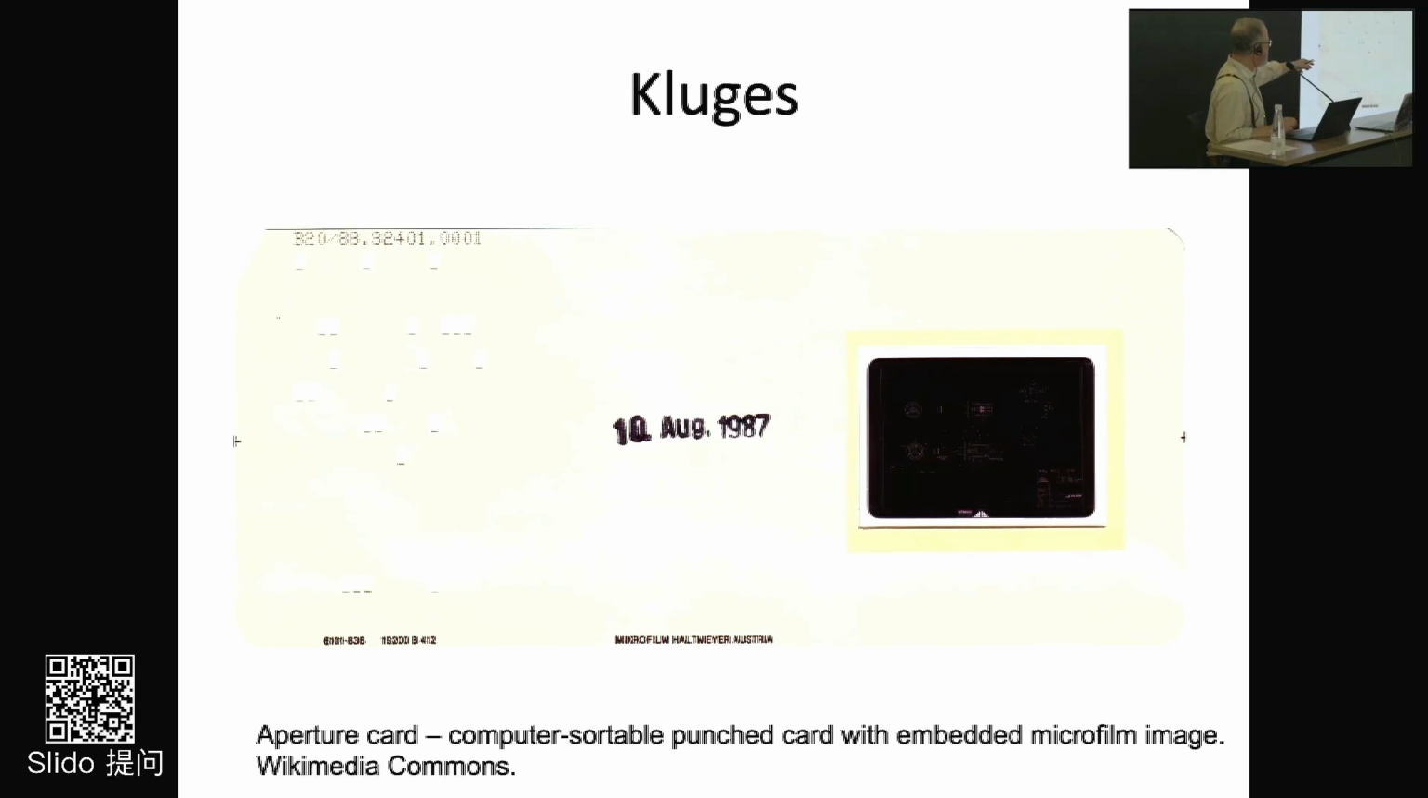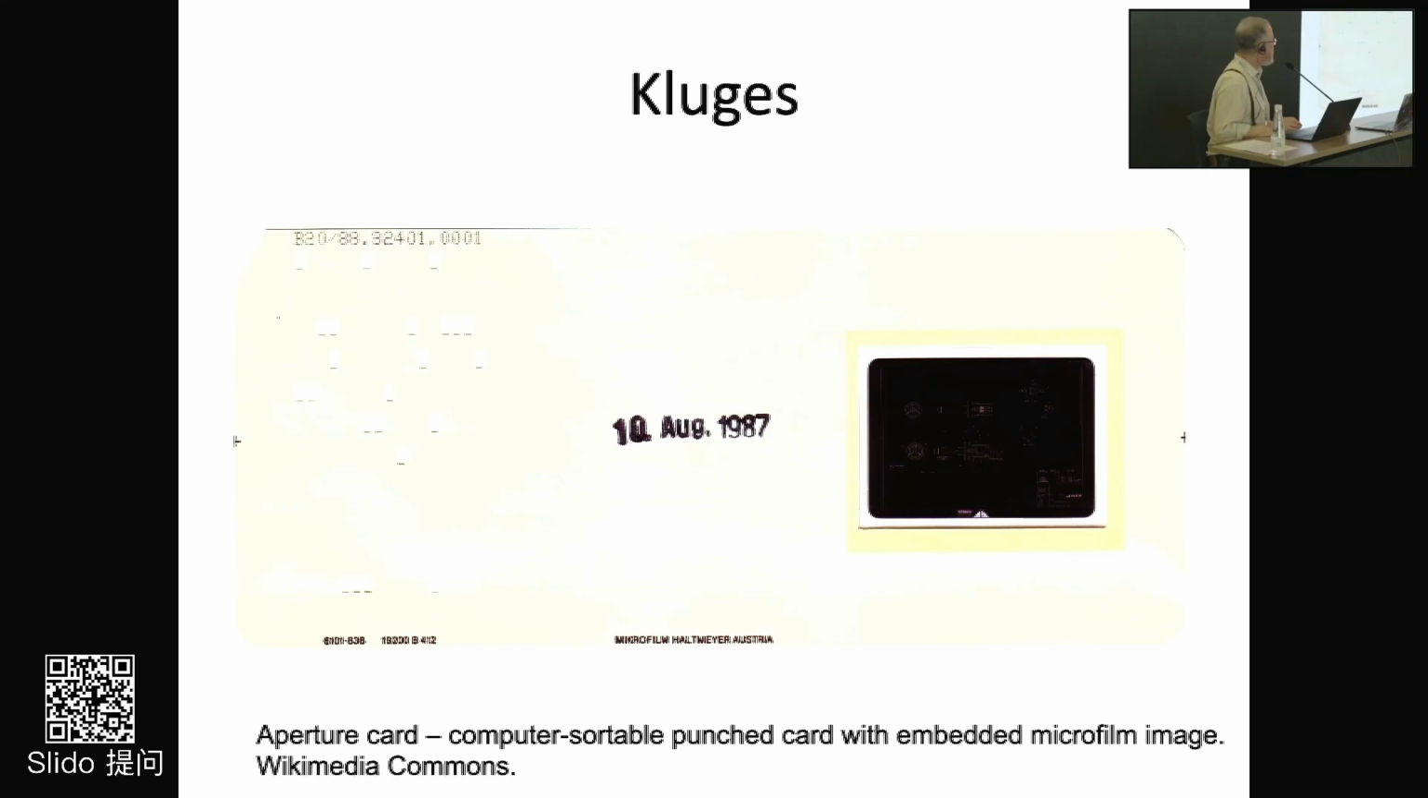So you have an illustration like a blueprint in microfilm on the right, and this card can be sorted in a computerized card sorter to find the right image. So it's a way to track a library of images, but the images are not in the computer. They're on this little separate piece of microfilm.